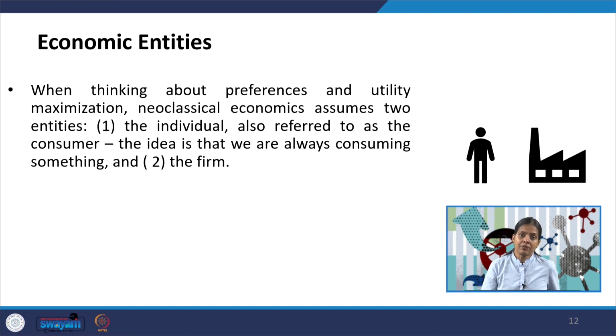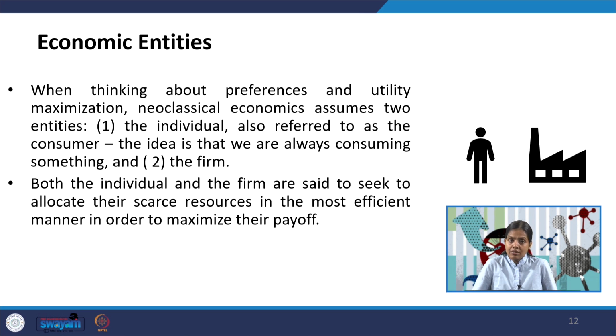When thinking about preferences and utility maximization, neoclassical economics assumes two entities, the individual, also referred to as the consumer. The idea is that we are always consuming something, and the second is the firm. Both the individual and the firm are said to seek to allocate their scarce resources in the most efficient manner in order to maximize their payoff. So, we as consumers are maximizing our utility, firms are maximizing their output at the minimum cost.